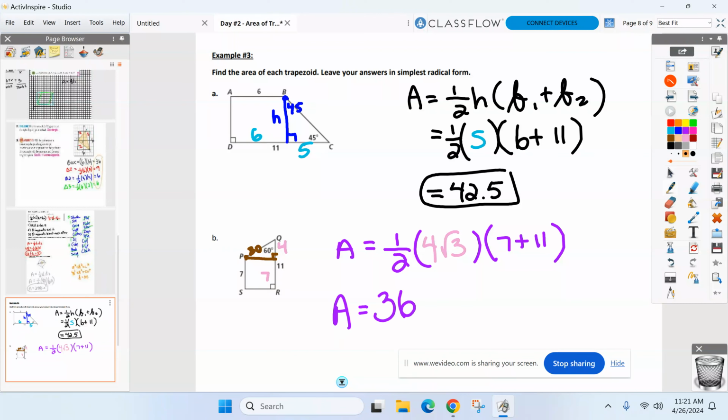.36 radical 3 in simplest radical form. No units. Nope. So I don't need any on my answer.